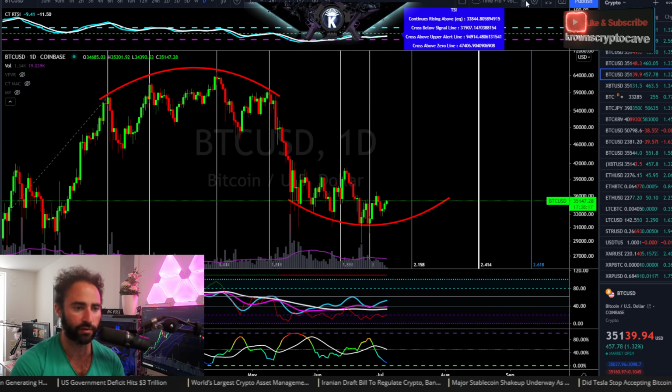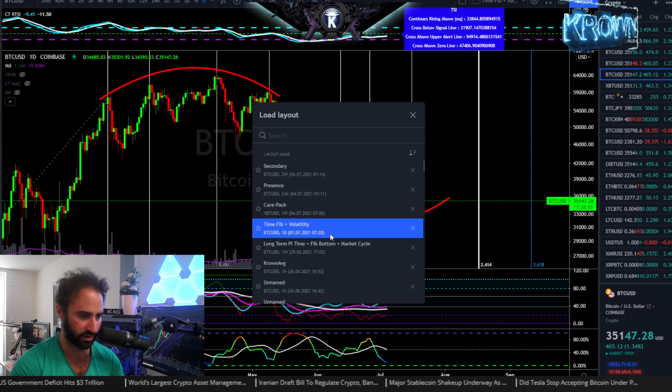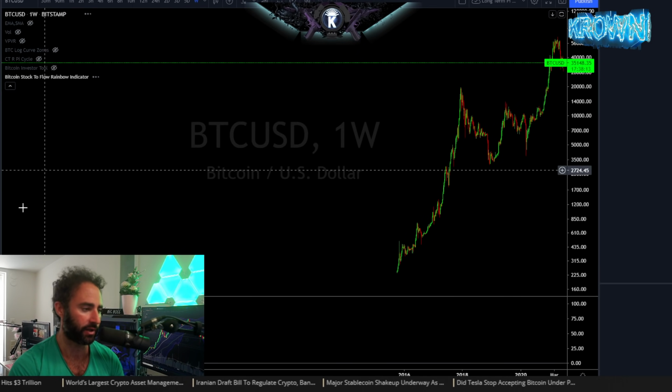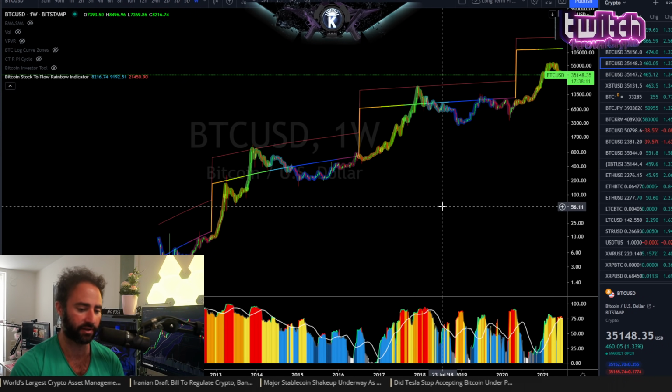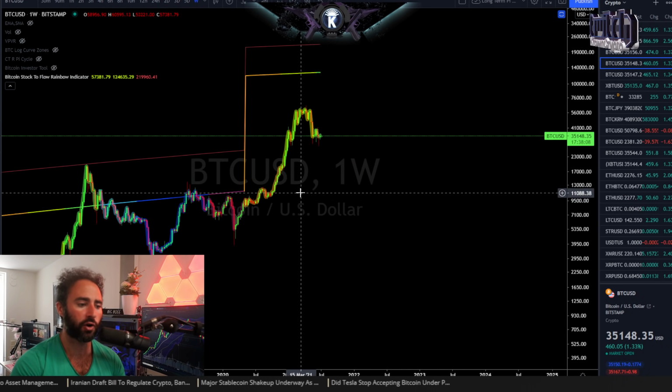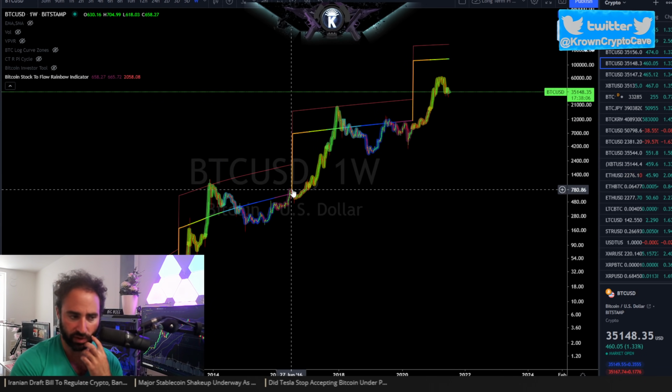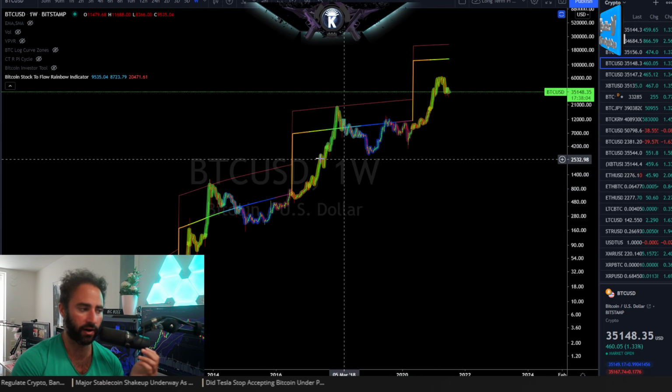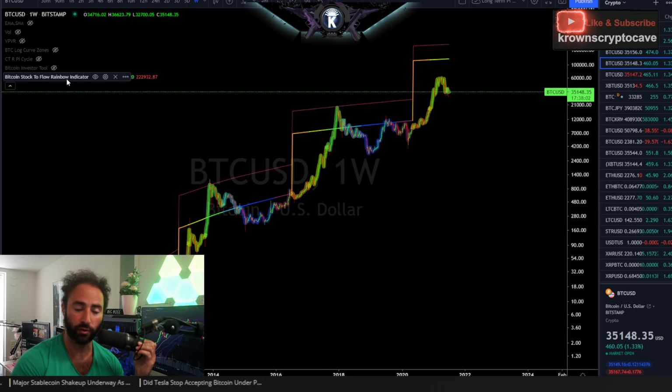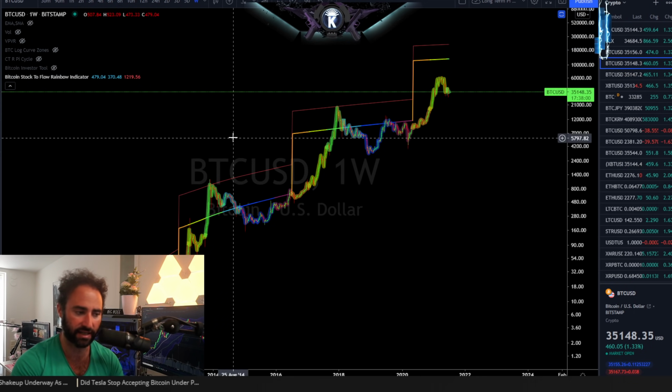Anyways, let's go over here, and I want to check out my other chart. I think it's this one right here. Here we go. Yes, this is it. Okay, beautiful. All right, so if you are also bullish, you're probably looking at something like this, right? This is the Bitcoin stock to flow rainbow indicator. It just makes it nice and color coded.